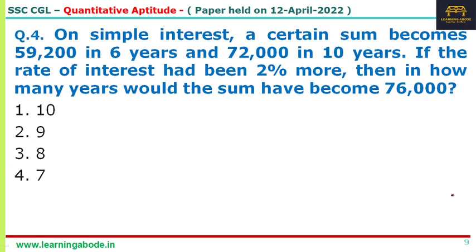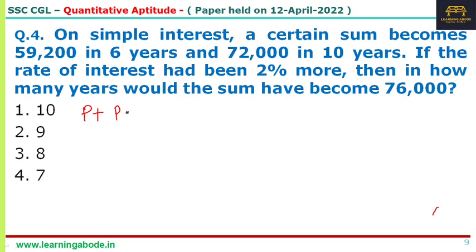Now question number 4, it's a simple interest based question. It's not a difficult question but a little time consuming, right? So you have to prioritize how you're going to solve these questions. What we have here is, in 6 years, principal plus the 6 years interest.